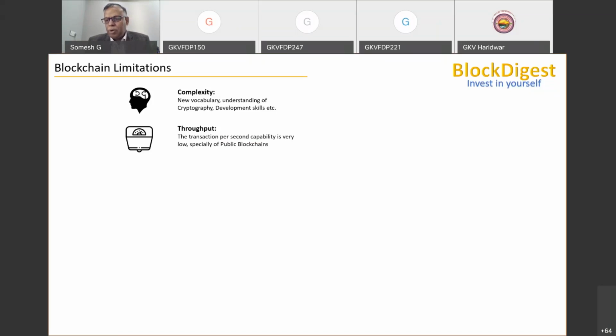Most public blockchains can handle 7 to 10 transactions per second. Ethereum, with its latest Ethereum 2.0, is moving towards higher throughput, but I don't expect that throughput to be more than, let's say, 100 to 200 transactions per second in its best state.